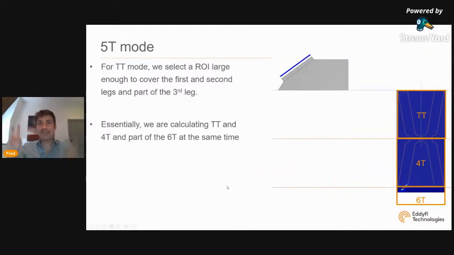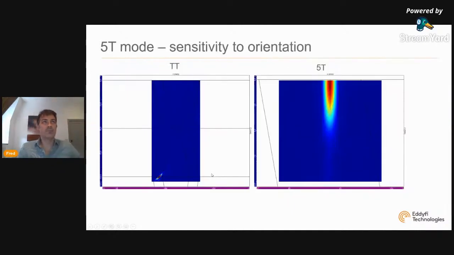For the TT mode, this is what I'm calculating. It's kind of overkill right here, but I'm using this entire TFM box, which in a sense would be a TT, a 4T, and a 6T. So I'm looking at my defect right here, kind of on the second leg. So this is the result I have for my 3 millimeter notch.